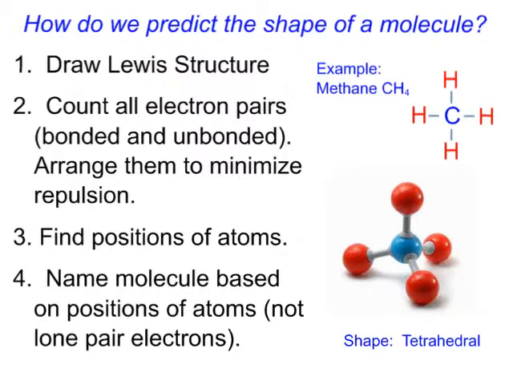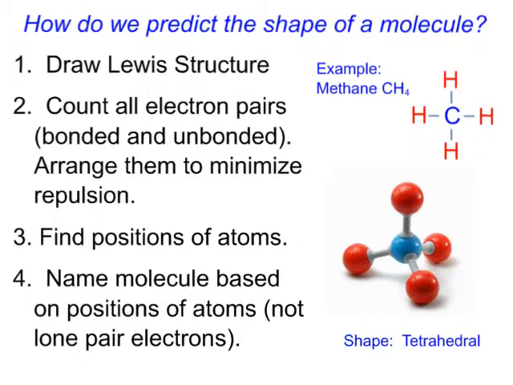So how do we predict the shape of any given molecule? Here are some rules that will help us to do that with our VSEPR theory. Number one, we draw the Lewis structure. So here's an example. I picked methane. It's a fairly simple molecule. Here's the Lewis structure of methane, and then step two, we count all the electron pairs, bonded and unbonded, and we arrange them to minimize repulsion.